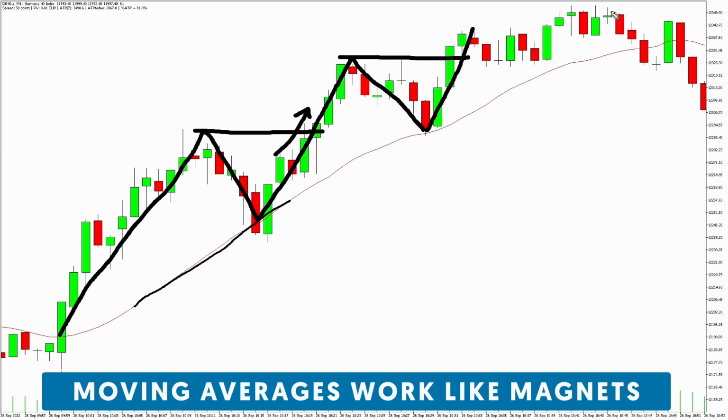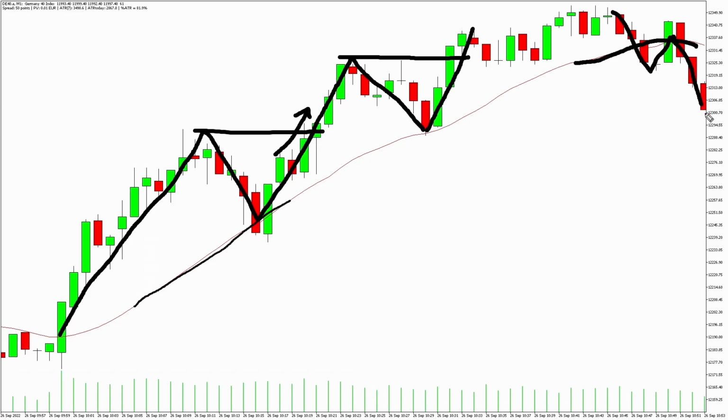At some point, the price breaks the moving average. We have the moving average here. The price breaks, it goes to the moving average, and then it's rejected to the downside. And here it's a possible downtrend starting.